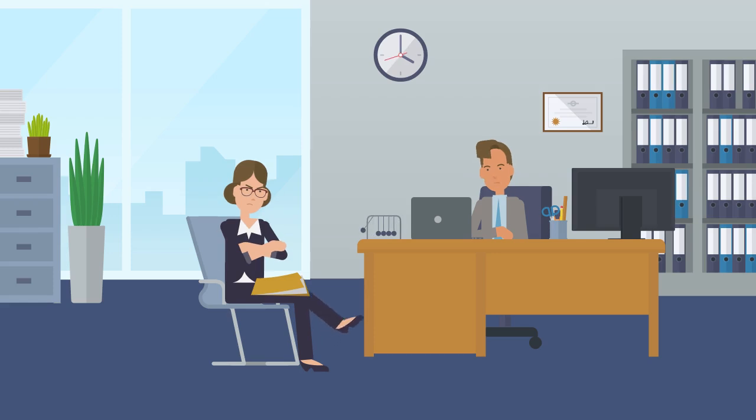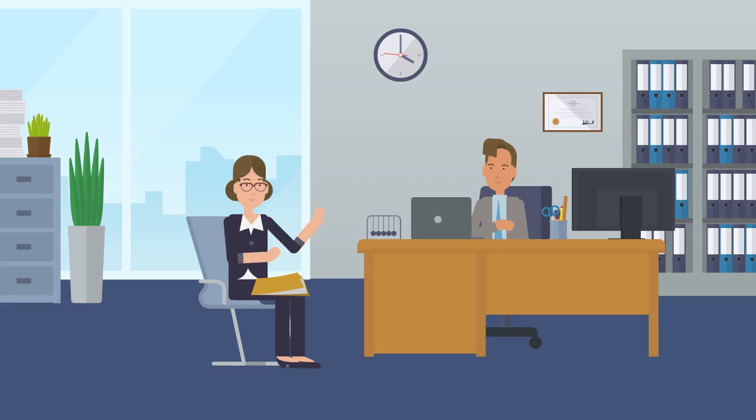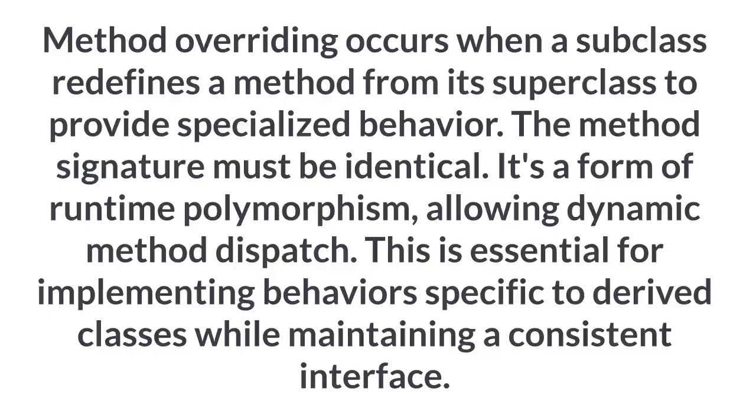Tell me, what is method overriding in Java? Method overriding occurs when a subclass redefines a method from its superclass to provide specialized behavior. The method's signature must be identical. It's a form of runtime polymorphism, allowing dynamic method dispatch. This is essential for implementing behaviors specific to derived classes while maintaining a consistent interface.